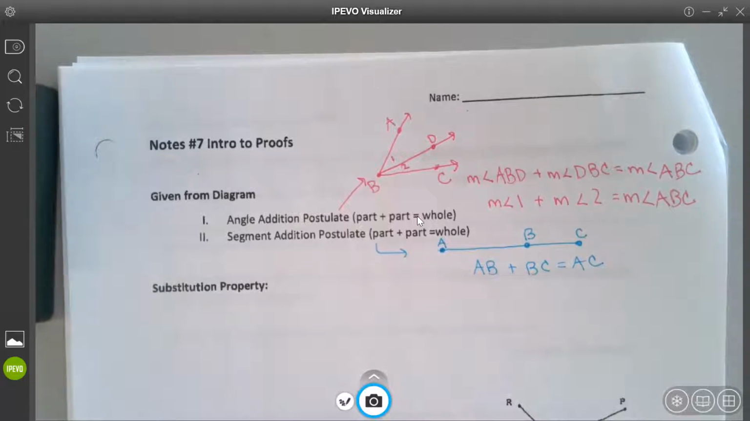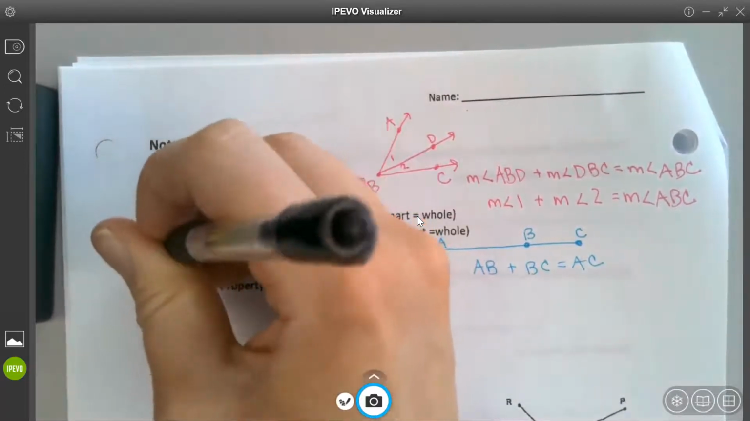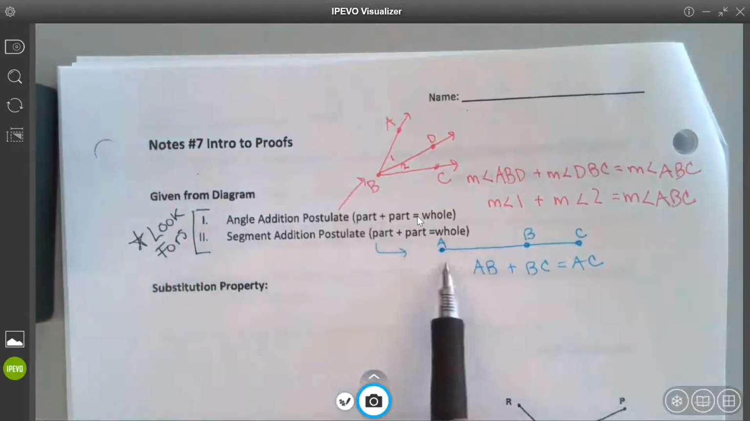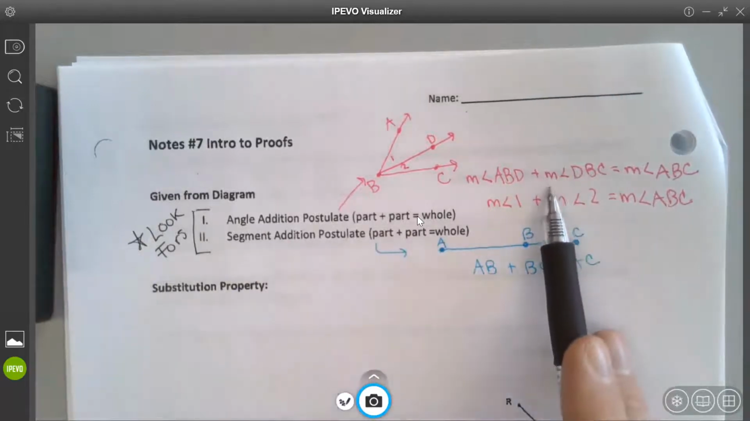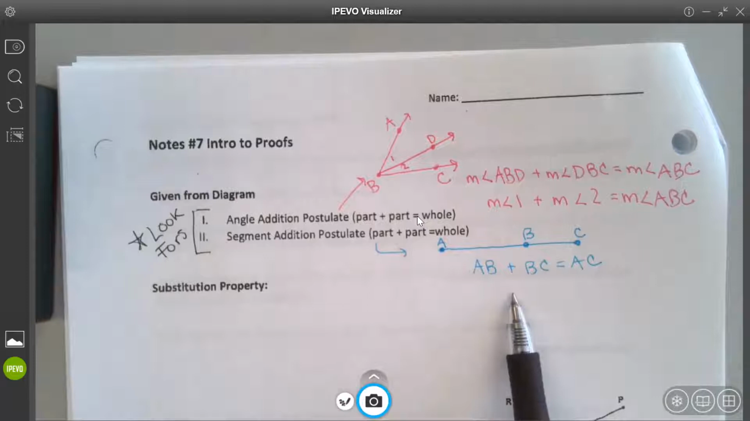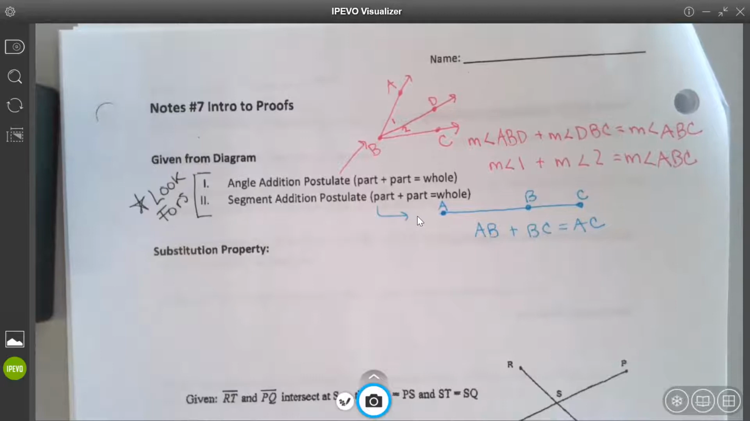So these properties, angle addition and segment addition, you'll see when we do our first proof here in a moment. But they're not going to be given to us to use. These are what I call look-fors. So if I'm given a diagram where one of these two things are happening, maybe I need to use an equation like this in my proof. So that's two properties that we've already seen before.